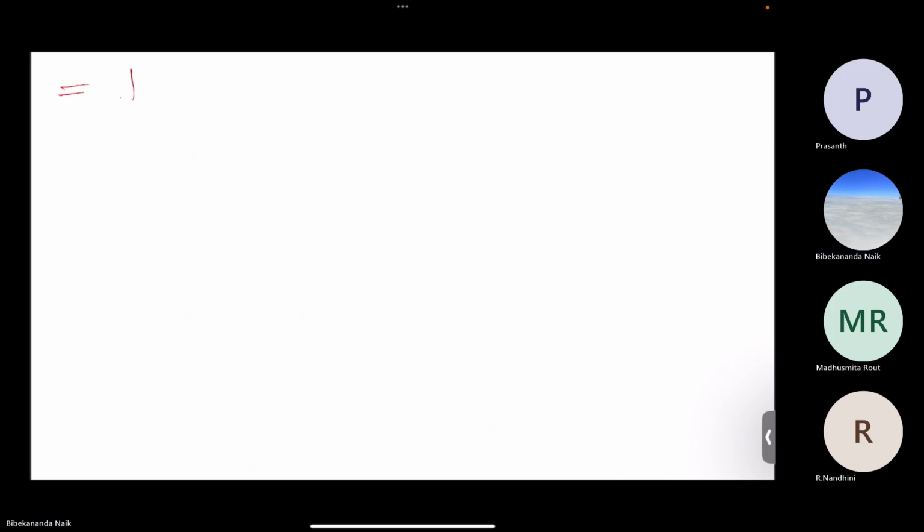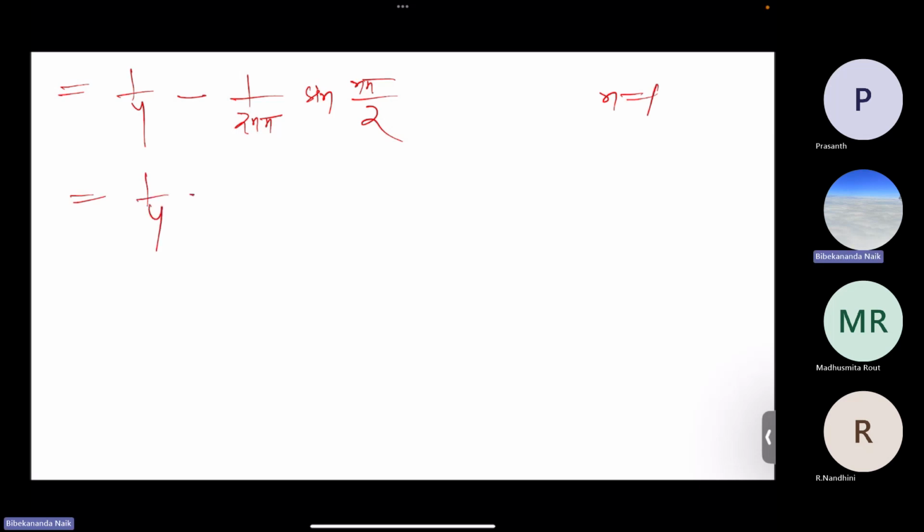It will be 1 by 4 minus 1 by 2n pi sine n pi by 2. So if you put n equal to 1, it will be 1 by 4 minus 1 by 2 pi into sine pi by 2. Sine pi by 2 is 1. It will be 1 by 4 minus 1 by 2 pi.